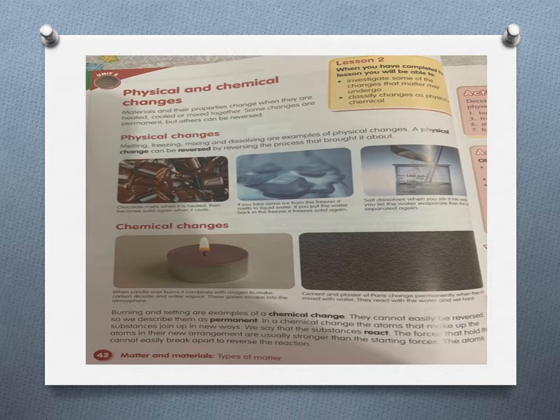Let's go with chemical changes. Burning and setting are examples of chemical change. They cannot easily be reversed, so we describe them as permanent. In a chemical change, the atoms that make up the substance join up in a new way. We say that the substances react. The forces that hold the atoms in their new arrangement are usually stronger than the starting forces. The atoms cannot easily break apart to reverse the action. Okay? The chemical change is permanent. You cannot have the same form of the materials and their products as before. For example, the piece of wood, you cannot have the piece of wood again, okay? The form of the wood changed.